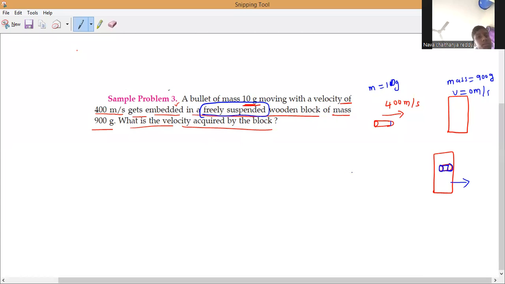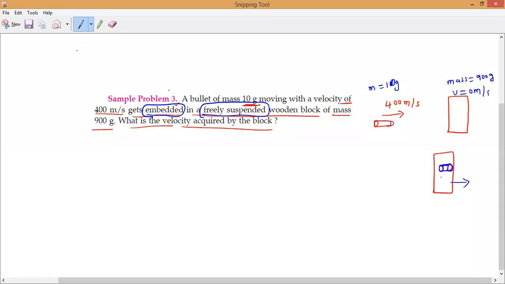Yes. Now, where is the bullet stuck? Does it come out of the wooden block or is it stuck inside? It is embedded. What do you mean by embedded? Embedded means stuck inside. So if it is stuck inside, then both are together only. Is it yes or no?